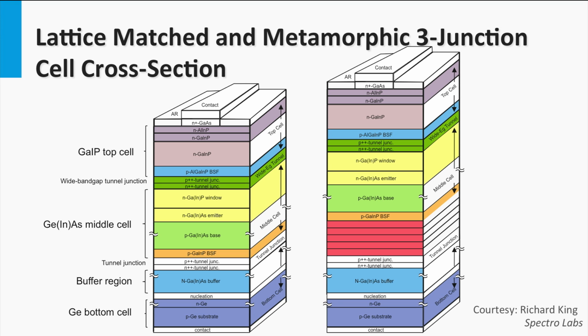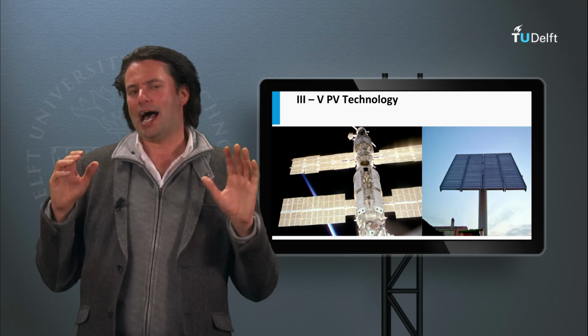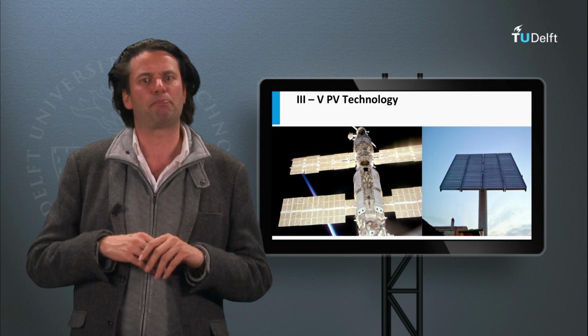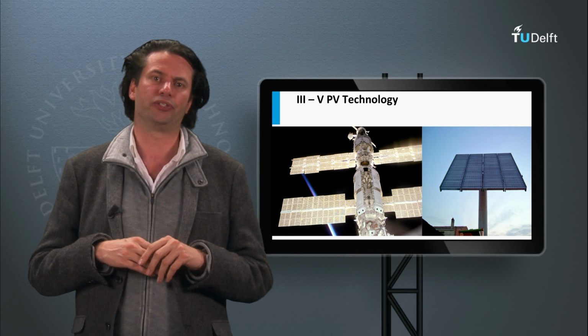It requires buffer layers that have a profiling in the lattice constant, going from the lattice constant of one p-n junction to the lattice constant of the next p-n junction. On the left, you see a lattice matched triple junction, and on the right, you see a metamorphic triple junction. Boeing Spectrolab has demonstrated an impressive 37.8% conversion efficiency of a 5-junction solar cell under one-sun solar conditions. As the III-V PV technologies are expensive, they are used for space applications and in concentrator technology.